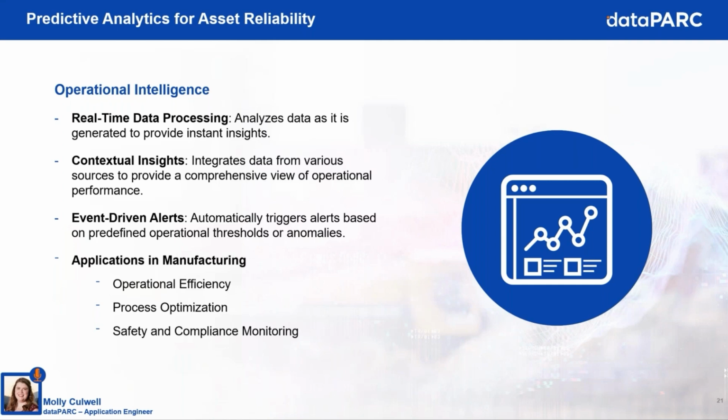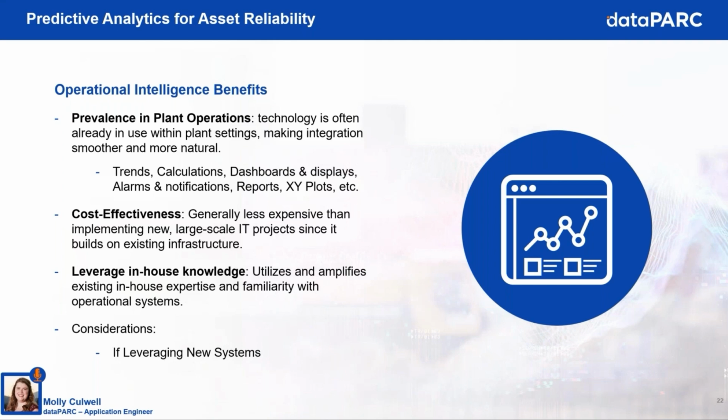Process optimization, using that real-time data or those real-time trends to fine-tune production processes or maybe center lines to help reduce waste and improve yield, or even maybe safety and compliance monitoring. This could ensure that operations are staying within those regulatory parameters, maybe your environmental parameters and safety standards to help reduce risk.